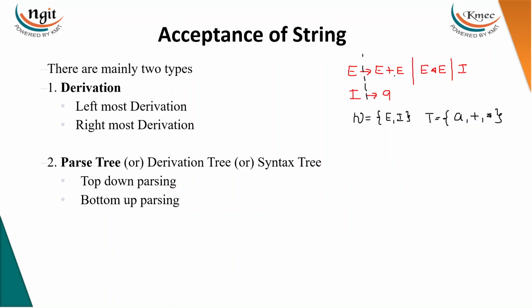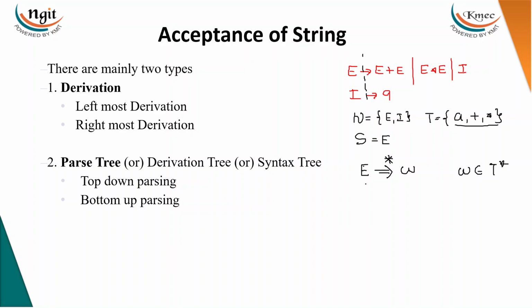And what are the productions we have? Total 4 productions: E tends to E plus E, E tends to E star E, E tends to I, and I tends to A. And what is the starting symbol here? E. So every grammar is going to generate some language. The language generated by the grammar is the set of strings accepted by the grammar. How do we identify the string? A string is accepted by the grammar if it starts from the starting symbol and, after applying any number of productions, we get that string. The string must be only in terms of terminals, that is A, plus and star, nothing more than that.